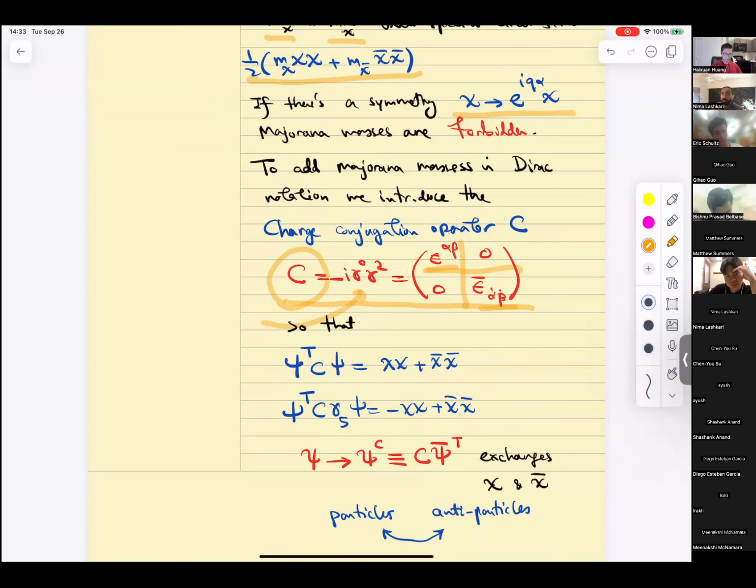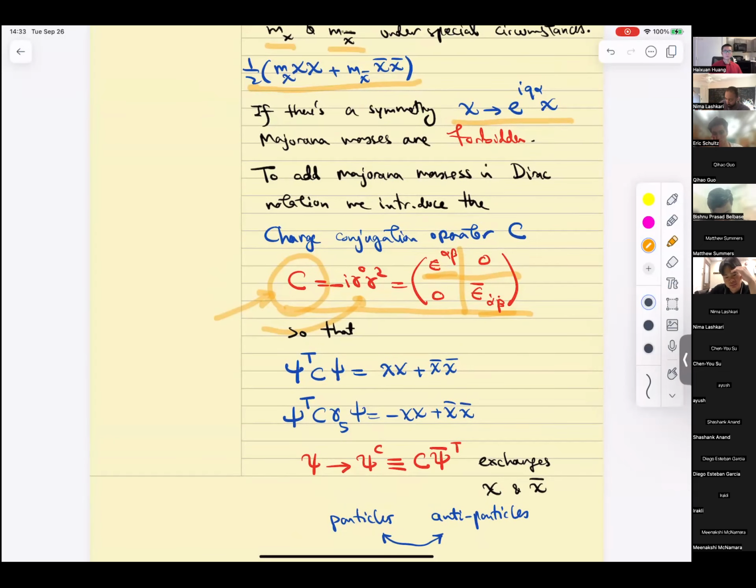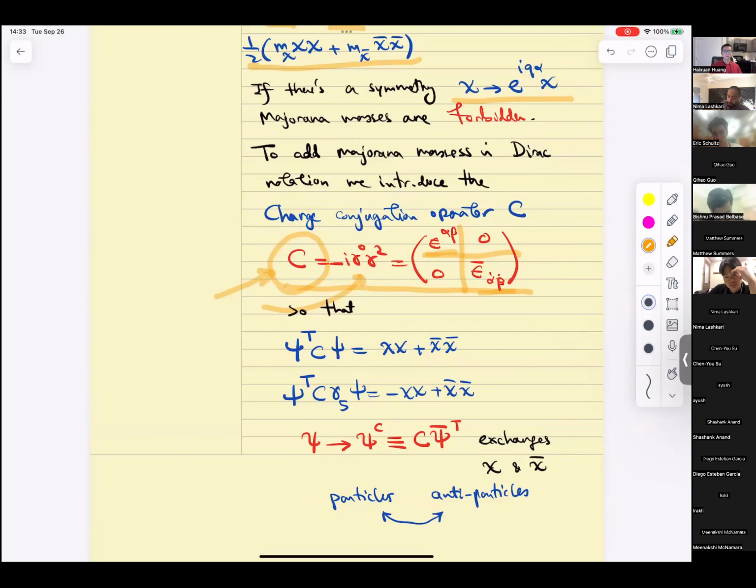We're going to talk more about this in the next lecture because I feel I might have exhausted your attention span on representation theory. But in short, this charge conjugation operator allows us to include Majorana masses in the Dirac notation. And this is a symmetry transformation that's very important. It swaps particles and antiparticles. It need not be a symmetry of nature. Many theories have such symmetries, but it need not be a symmetry of nature.